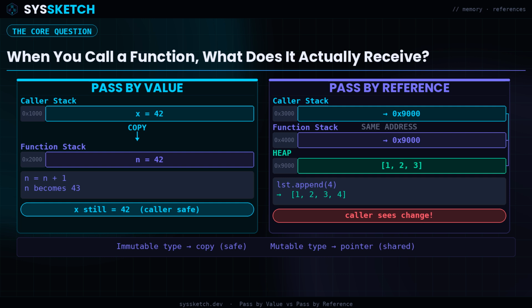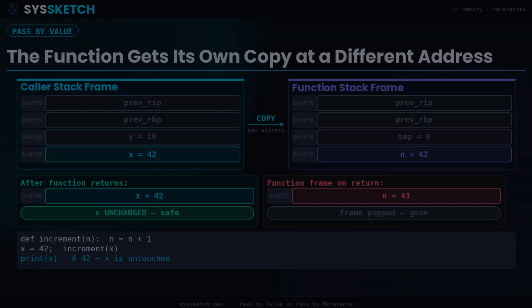The two models are not about syntax. They are about what is sitting in memory when the function runs. One gives you isolation, the other gives you shared state. Neither is universally better, but if you do not know which one your language is using for a given type, you are flying blind. Pass by value means a new slot in the function's stack frame is created and filled with a copy of the argument.